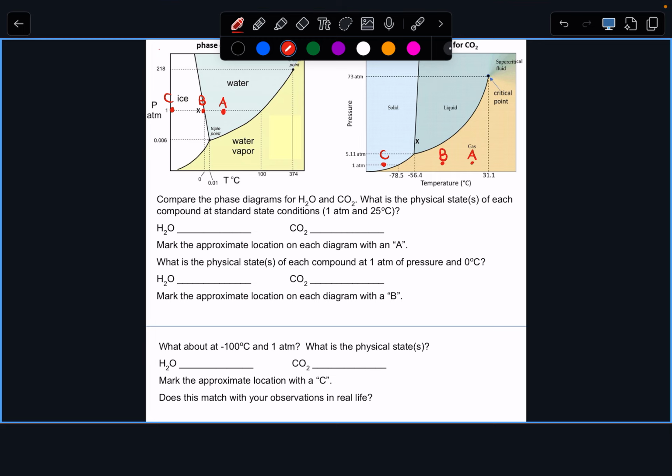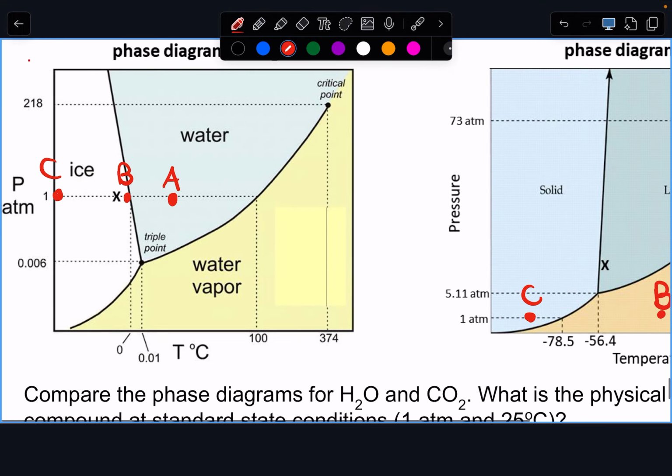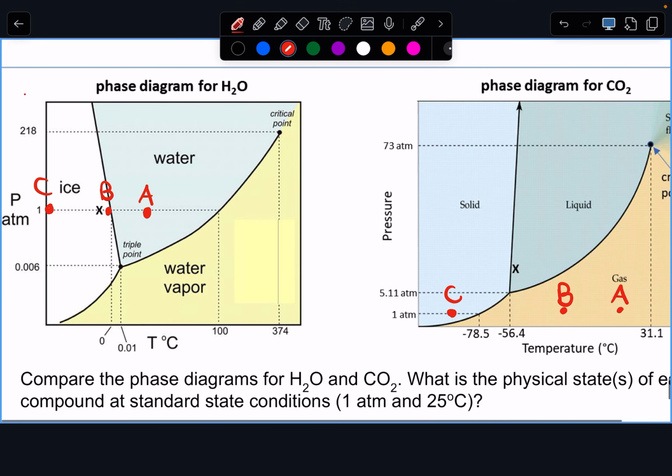Okay, so all of these conditions are at 1 atmosphere, which means that it should be a horizontal line across the plot. So one important note, you know that pressure is the y-axis here. So if everything's at 1 atmosphere, you're just talking along that dotted line that's shown in the water one. They don't extend the dotted line here, but along that dotted line for the CO2, okay?